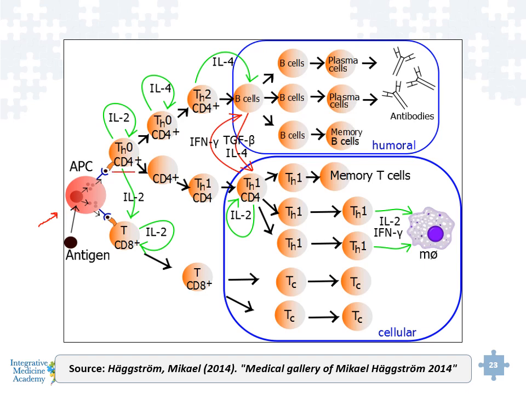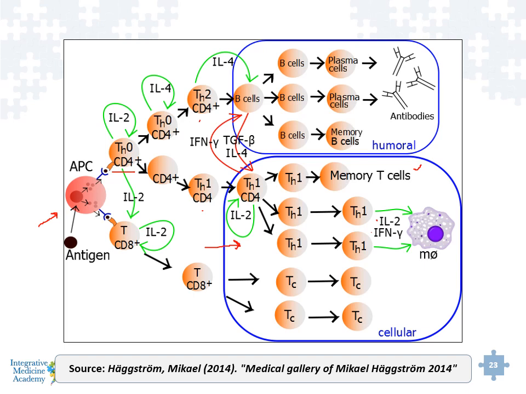A naive CD4 cell interacts through a receptor with the antigen presenting cell, and then it has a decision to make. Is it going to become a Th2, a T helper 2 cell, or a Th1, T helper 1 cell? A T helper 1 will move more into cellular immunity and help form memory T cells, but it will also produce other cytokines like interferon gamma and interleukin 12 to engage aspects of the innate immune system, like a macrophage, to induce first-line immune defense.